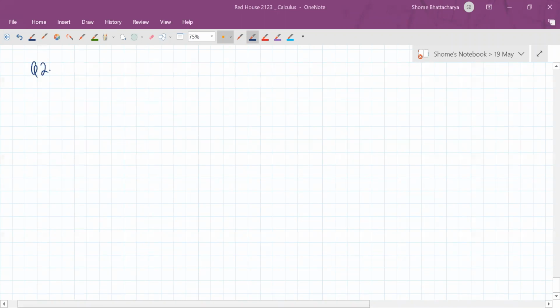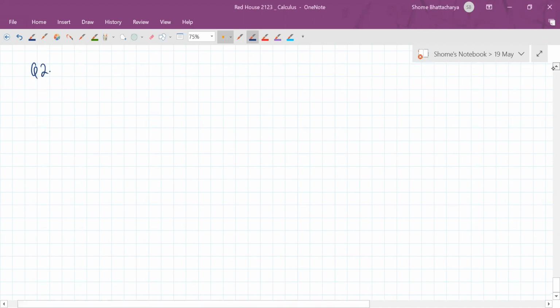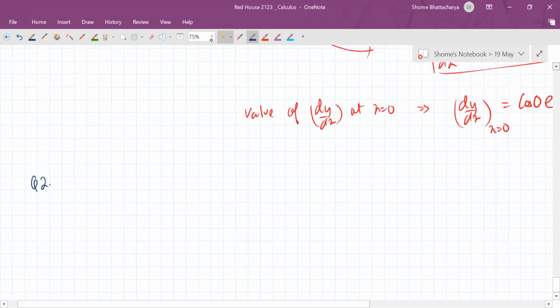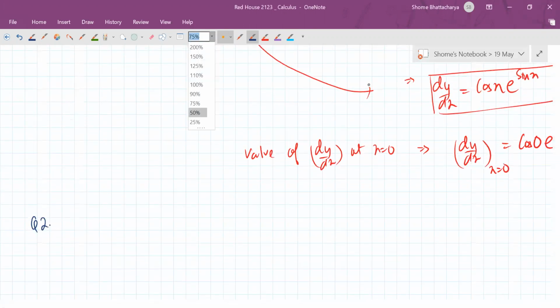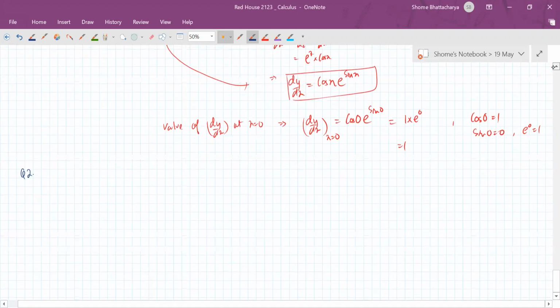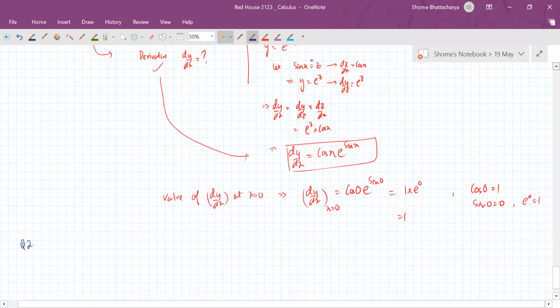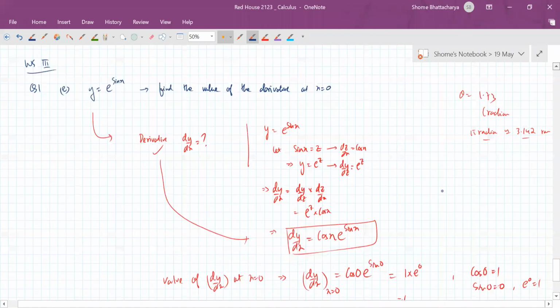Sir, what if it is given to find the value of the derivative at y equal to 0? At y equal to 0, you'll have to solve for the value of x for which y is 0. Generally the question will not be given in that form. But if it is given in that form, then going back to that question, if I ask you to find the derivative of the function at the point at which y is 0, you'll have to solve for this first.